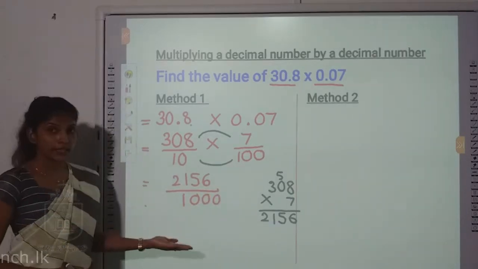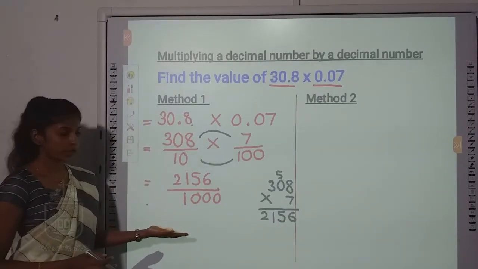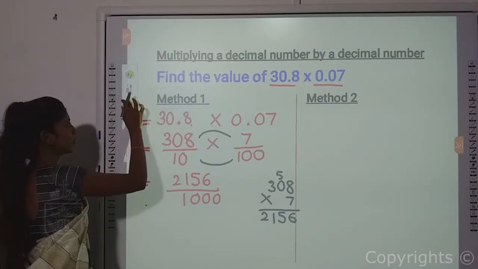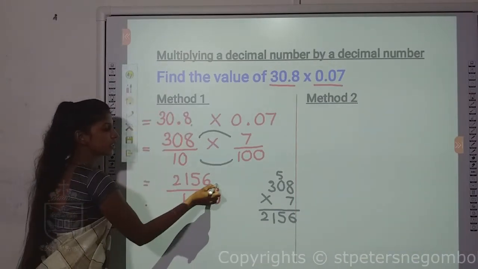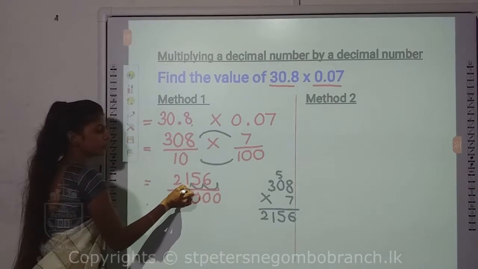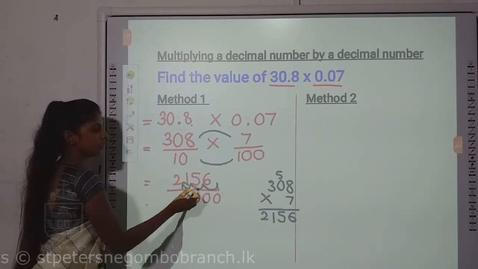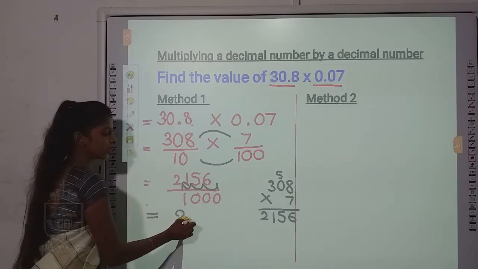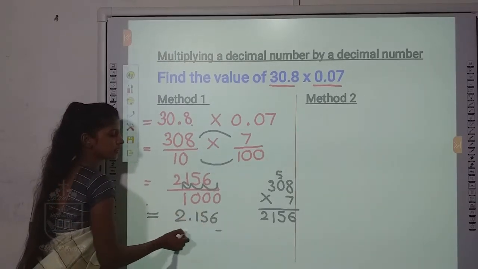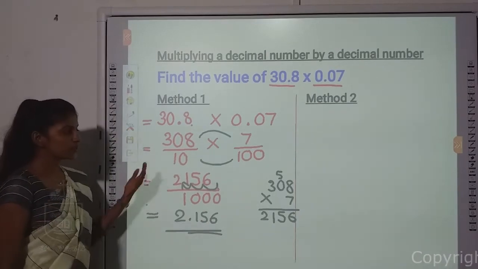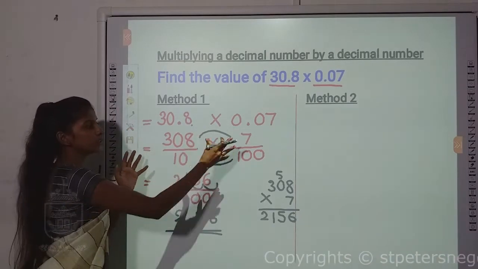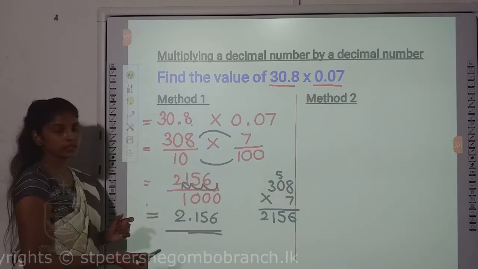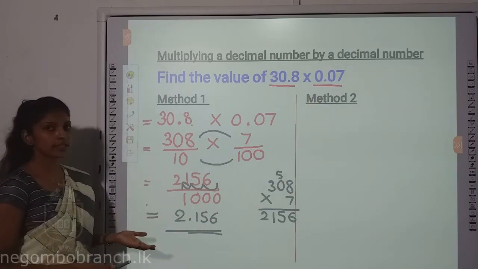So this is not the final answer, you have to keep this as a decimal. Now you got a power of 10, count the zeros, 3 zeros. 3 zeros means 3 moves from the corner, okay, 3 moves from the corner. Decimal point will come there, 2.156 is the answer. Okay, so this is the first method. Converted both the decimals into a fraction and then did the fraction simplification like we did in fractions lesson.